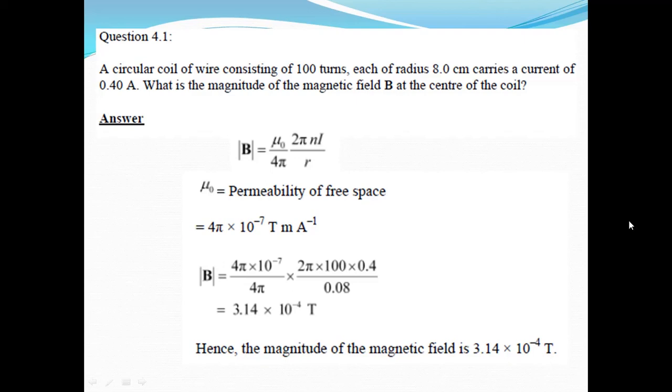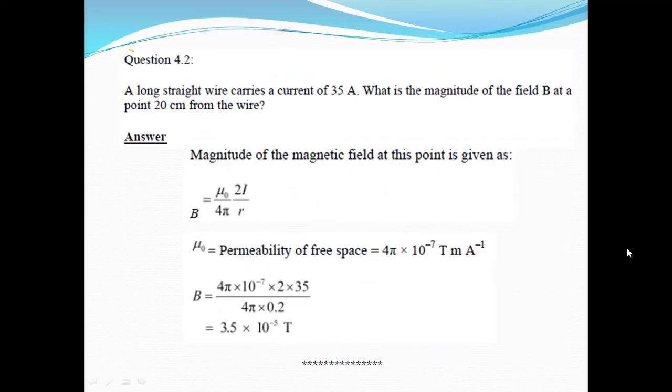So the formula, as you know, for magnitude of B is mu 0 by 4 pi into 2 pi N I by R. Mu 0 stands for permeability of free space, and its value is 4 pi into 10 to the power minus 7 Tesla meter per ampere. So when you work out the calculation with the data given, you get your answer to be 3.14 into 10 to the power minus 4 Tesla.